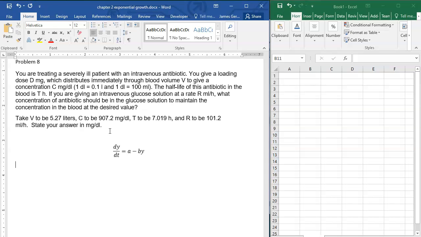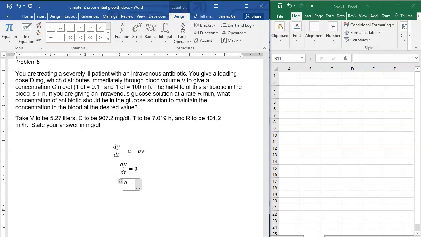All right, so the rate of change in the constant, let's put this in terms of concentration. The rate of change of the concentration with respect to time is a constant input minus a decay proportional to the current concentration. What we're looking for in this problem with administering a drug is you want the change in concentration over time to actually be zero. So you want dy/dt to be zero, which means you want A equal to by.